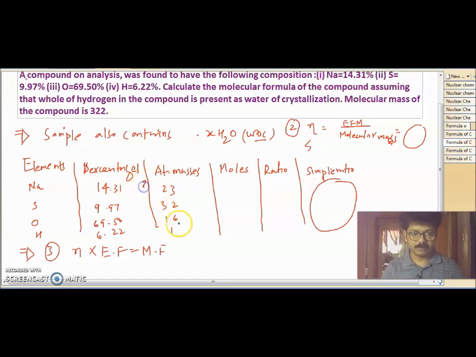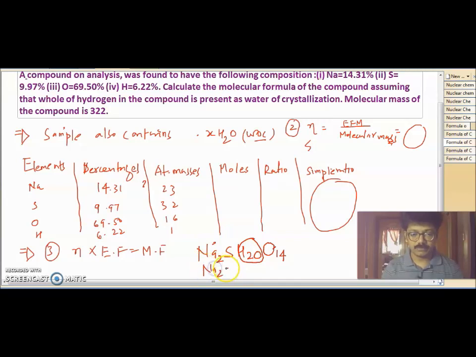The molecular formula we are getting is sodium 2, sulfur 1, hydrogen 20, and oxygen 14. Now, the question asks to find out the molecular formula assuming that the whole hydrogen in the compound is present as water of crystallization. So if 20 hydrogens are there, how many water molecules can be there? That is 10 water molecules.